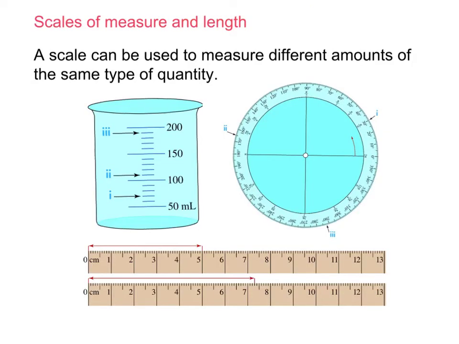Now, when we look at scales of measure and length, a scale can be used, guys, to measure different amounts of the same type of quantity. So what I need you to do is pop this heading into your book and also this statement here. But mainly I want you to listen up to what I'm saying, because what I'm talking about here, guys, is really important. When we're reading different scales, the important thing you need to do is work out what each interval represents.